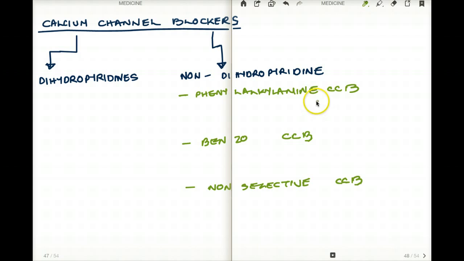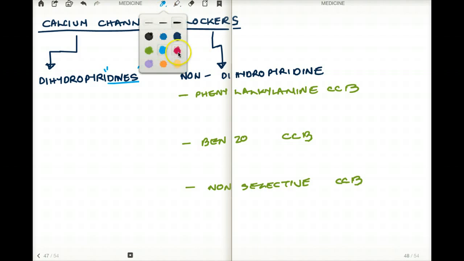Now before we jump the gun, let's talk about dihydropyridines first. How do we know that a calcium channel blocker is going to be a dihydropyridine? Anything that's going to end in a dine is going to be our dihydropyridine. Okay. Now, this particular group of calcium channel blockers are responsible for controlling systemic vascular resistance.